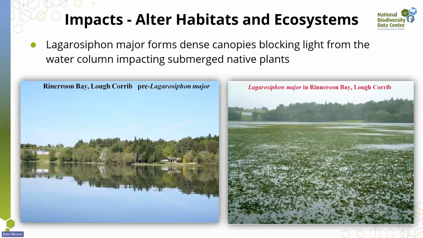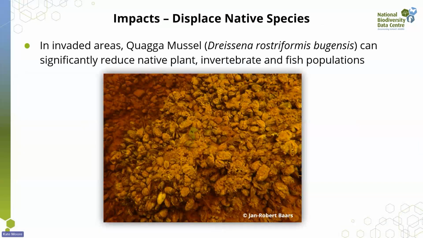So what impacts do invasive species have when they get here? We know that they can alter habitats and ecosystems, like Lagarosiphon major, which forms dense canopies which block out light from the water column, and this has an impact on our native submerged plants. Some species displace our native species. In invaded areas, the quagga mussel can significantly reduce native plant, invertebrate, and fish populations. It's a filter feeder and it removes plankton from the water column, having knock-on impacts on the species that rely on plankton.